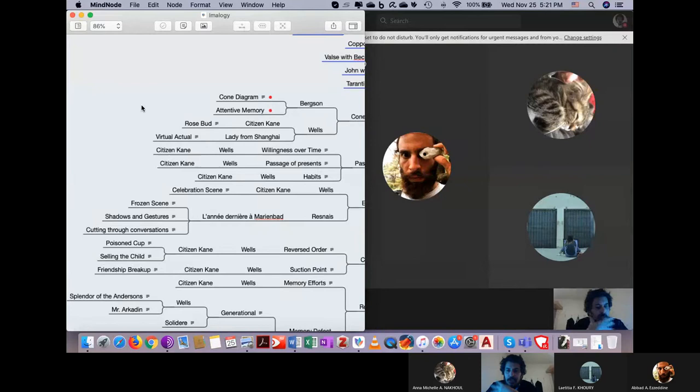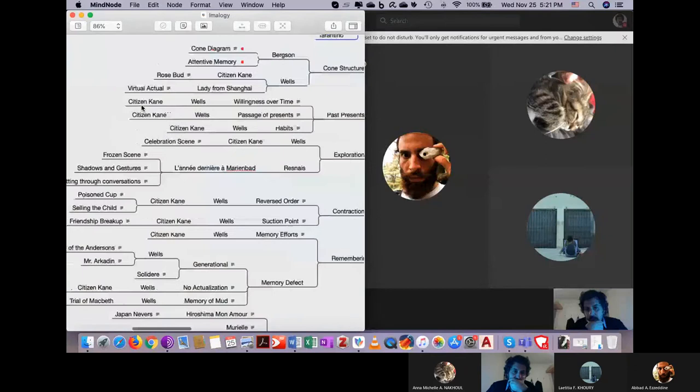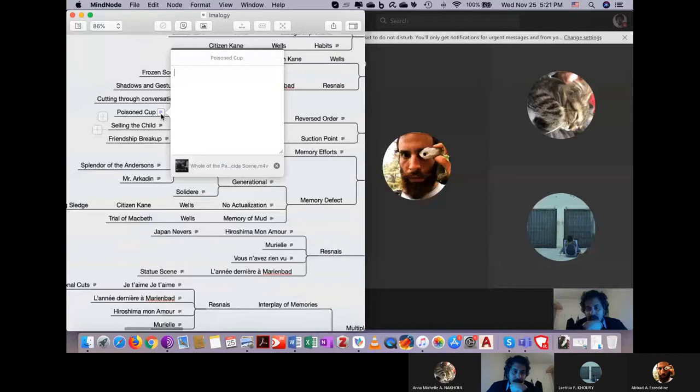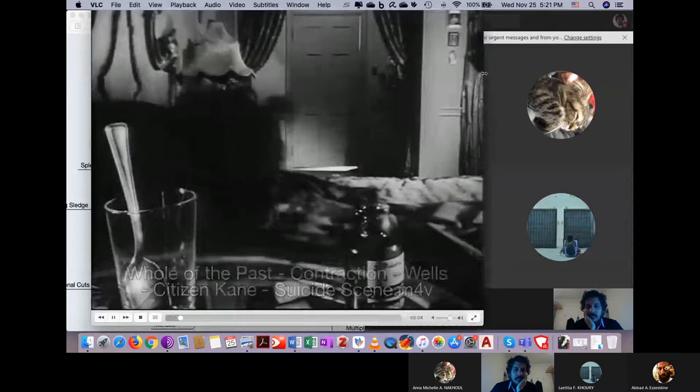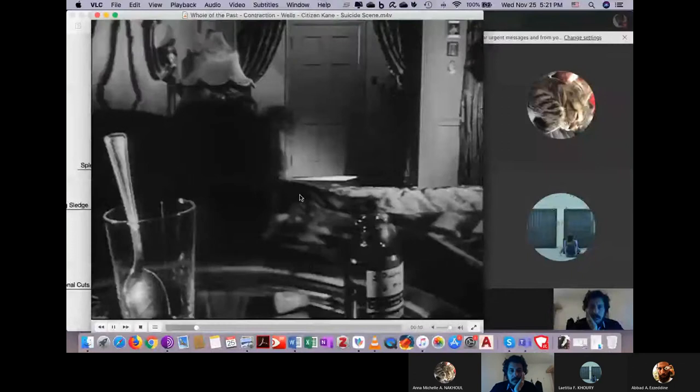So this is the contraction with the poison cup. I hope you see where he places the camera. You have 1, 2, 3.